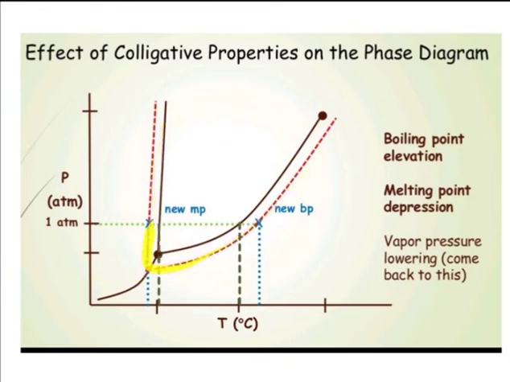The red dotted line shows the lowering in the vapor pressure. So this is the vapor pressure which is lowered, shown by the dotted line. Then the boiling point elevation is shown by these blue dotted lines.